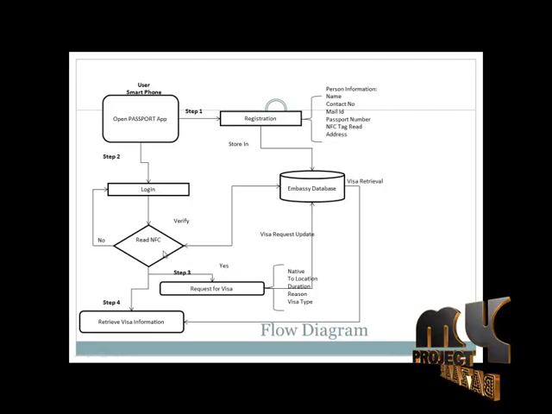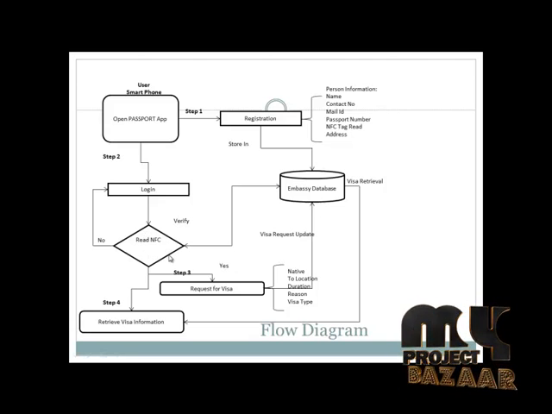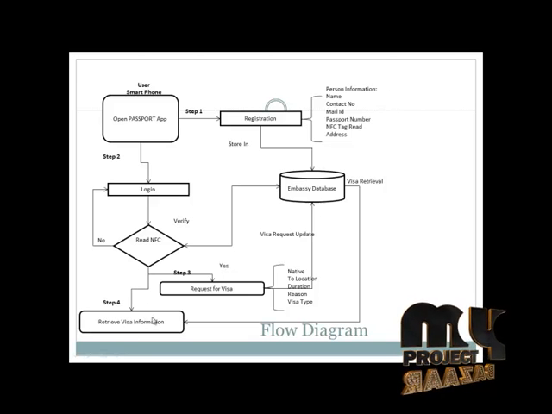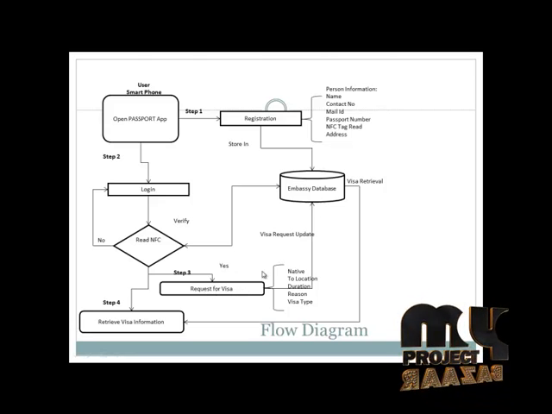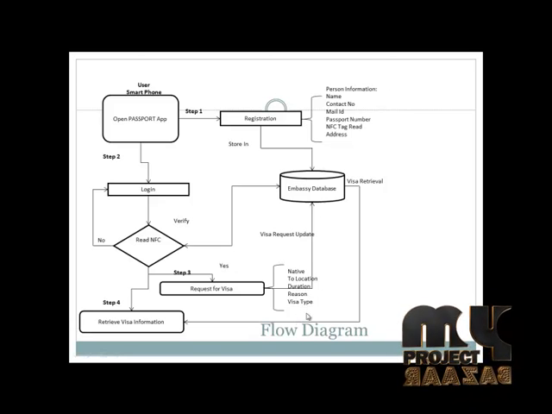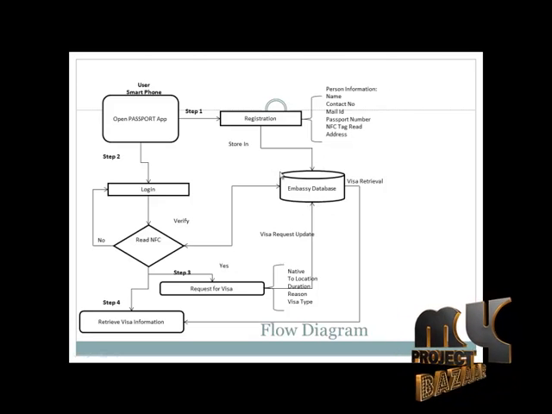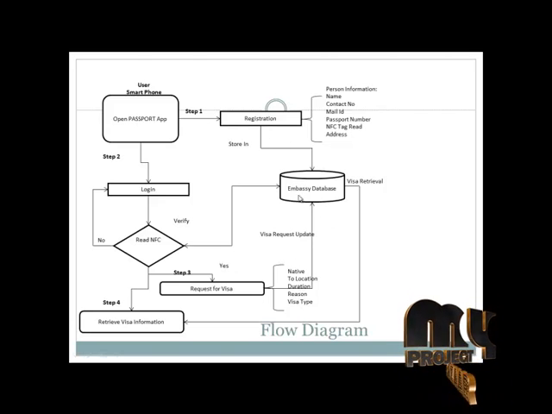Once the login is entered, the NFC read acts on the code basis, as a numeric code. The code will be verified, and the visa information will be generated. Once the user is verified, the request process is completed. The visa request contains the native place and location, the duration, the reason for the visa, and the visa type. The updated result goes to the embassy database, which covers the registration process and the request process.